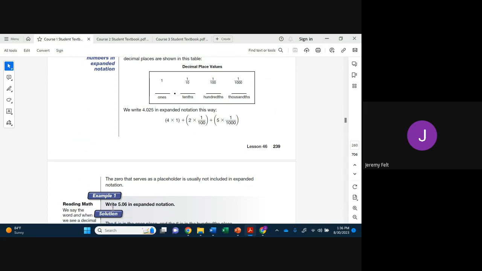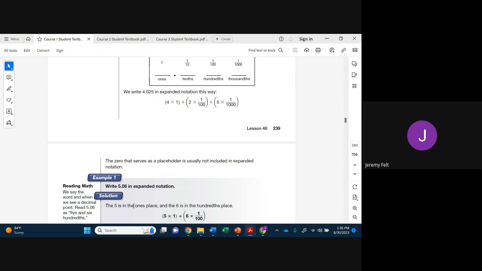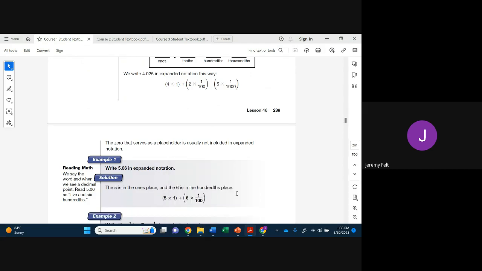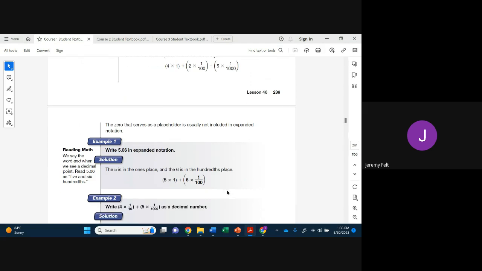So example 1, if I have 5.06, and 5 and 6 hundredths, I'm going to do 5 times 1, so that's 5, plus, okay, I don't do anything for the tenths place because it's just 0, and we don't want to make more work for ourselves, so then it's 6 times 1 over 100, 1/100th. Okay. And then if we added that together, then we'd get back to 5.06.